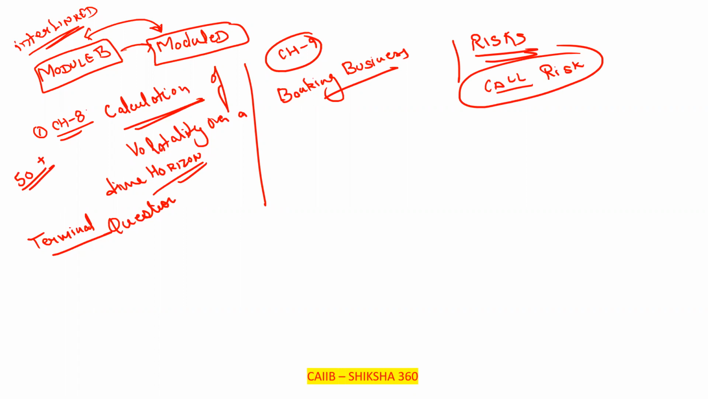Like interest rate risk, which is directly related to chapter number 22 and chapter number 29 of module D. So these are interrelated. You are right: call risk comes under liquidity risk. So these types of questions you will definitely find in the examination.